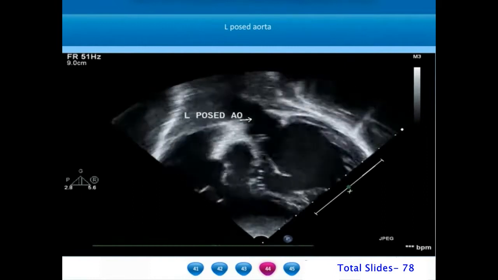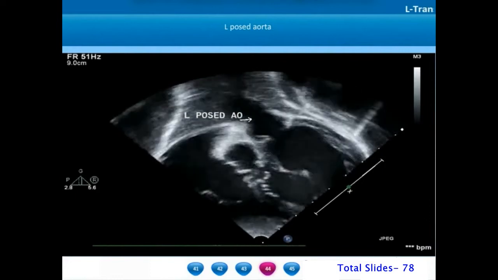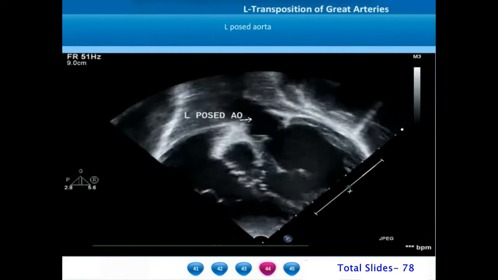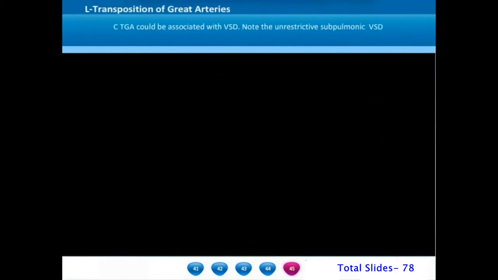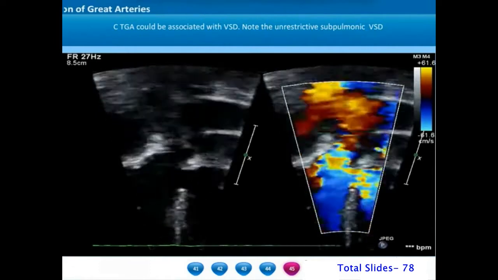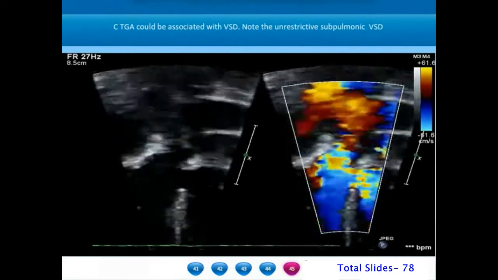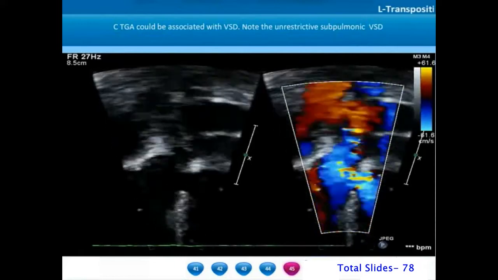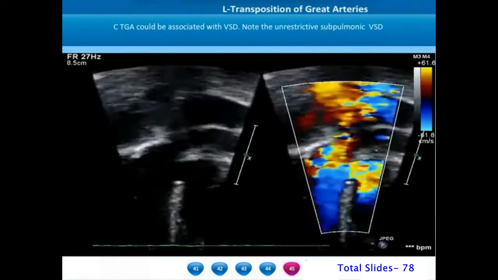On a subxiphoid long axis view, we can notice the left-sided morphological right ventricle giving off the left and anterior aorta. Ventricular septal defect is a common association in corrected transposition of great arteries, seen in about half of the patients. We can notice a large non-restrictive subpulmonary ventricular septal defect in this magnified apical four-chamber view.